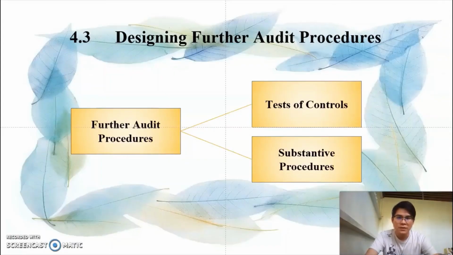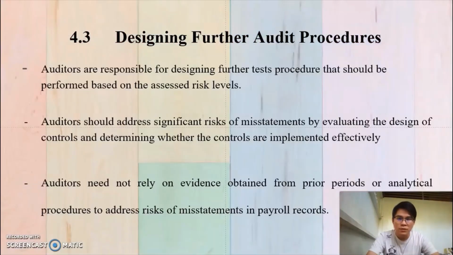Now we discuss designing further audit procedures. Further audit procedures comprise tests of control and substantive procedures. Auditors are responsible for designing further test procedures that should be performed based on the assessed risk level. Auditors should address significant risk of misstatement by evaluating the design of control and determining whether the controls are implemented effectively. Auditors need not rely on evidence obtained from prior periods or analytical procedures to address risk of misstatement in payroll records.